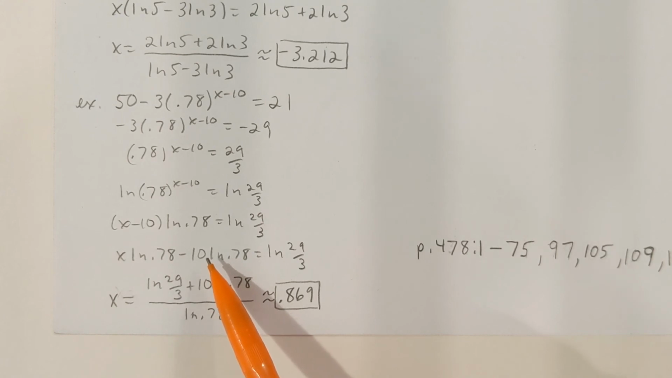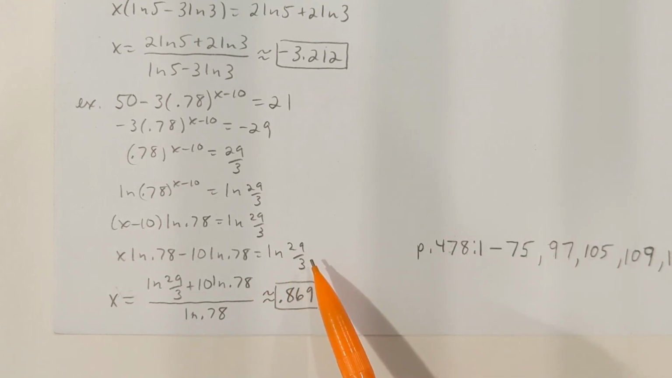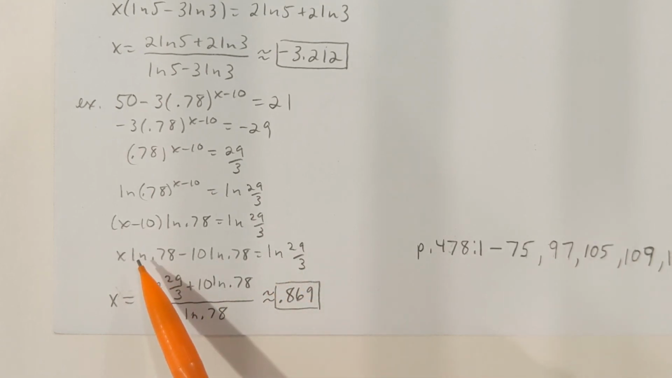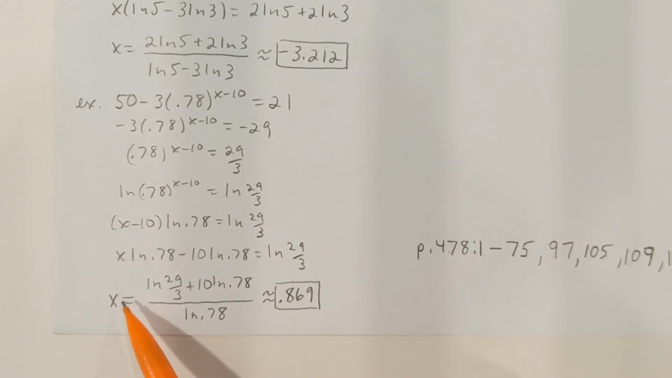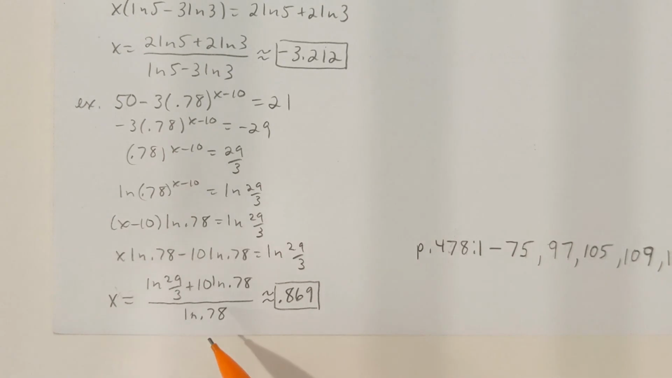Then you're going to add 10 times ln of 0.78 to both sides and divide by ln 0.78. That way x will be all alone there on the left. Okay, this number here would be the exact answer. And again, if you were to go to the calculator and punch that in, here would be the approximate decimal form rounded to 3 digits.